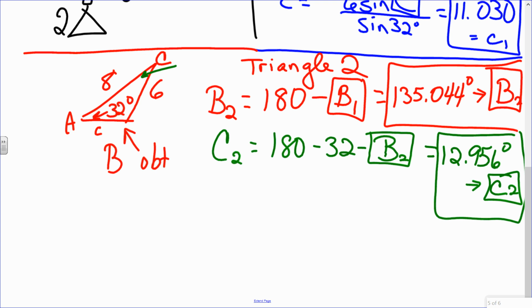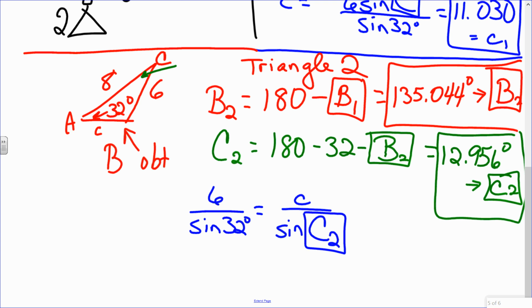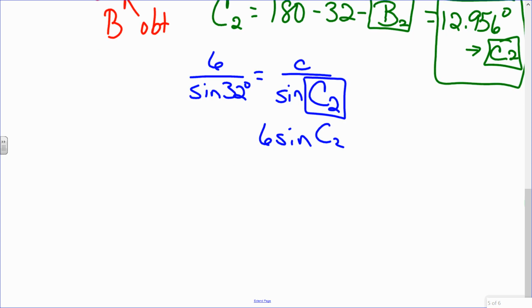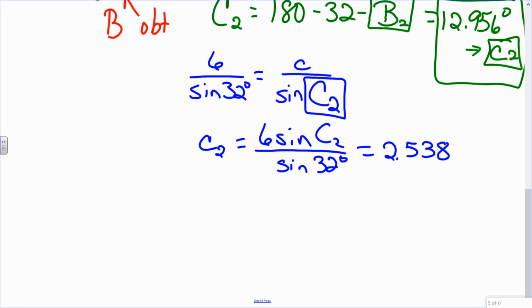That just leaves law of sines now to figure out side C. And we know the 32 and the 6 are across from each other. So we can say that 6 over the sine of 32 is equal to, we're trying to find little side C, over the sine of what we have now stored as C, so it's now our C2. Cross product, 6 times the sine of C equals little c times the sine of 32. Divide both sides by the sine of 32 degrees. And that's little c. Punch that in on the calculator. And little c is 2.538. And that would be little c2, since that is part of our second triangle.